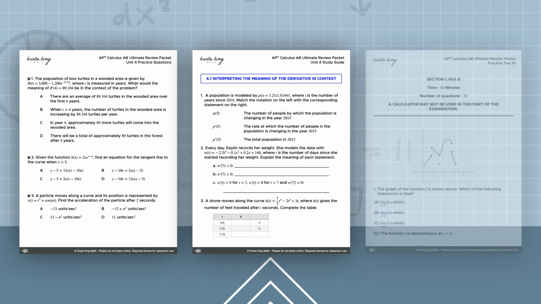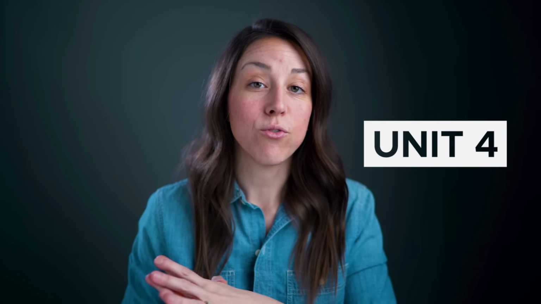In Units 2 and 3, we learned about derivatives and the different rules that we use to calculate them, and we're going to apply all of that here in Unit 4, which is really all about how to solve real-world problems using derivatives. The hardest part of this unit is definitely going to be topics 4.4 and 4.5, which are all about related rates problems.